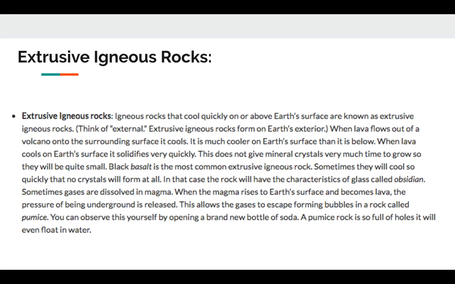Then we have extrusive igneous rocks. Igneous rocks that cool quickly on or above Earth's surface are known as extrusive igneous rocks. Think of external. Extrusive igneous rocks form on the Earth's exterior. When lava flows out of a volcano onto the surrounding surface, it cools. It is much cooler on the Earth's surface than it is below. When lava cools on Earth, it solidifies very quickly. This does not give mineral crystals very much time to grow, so they might be small.